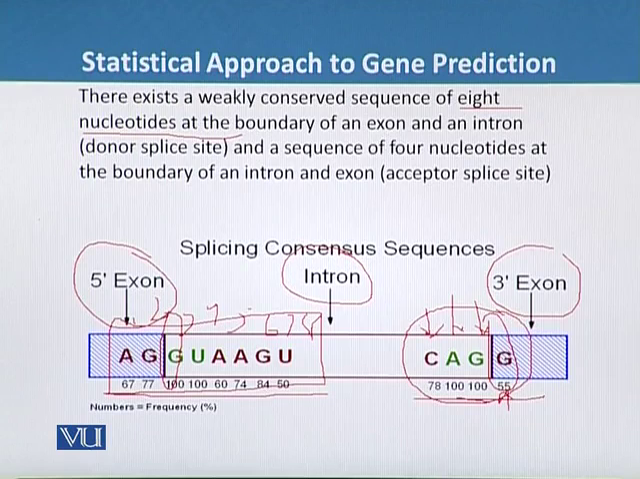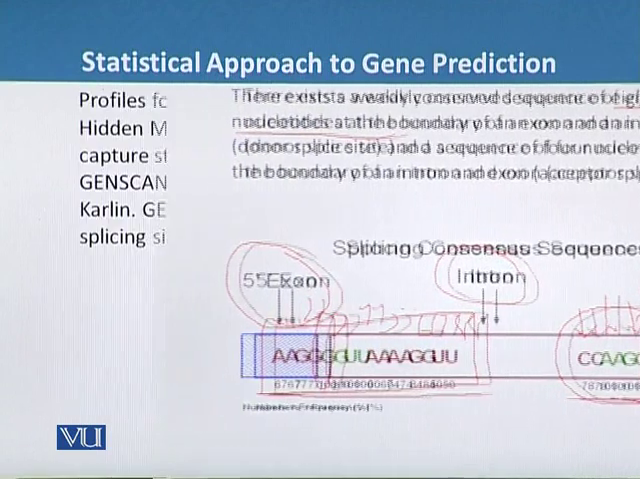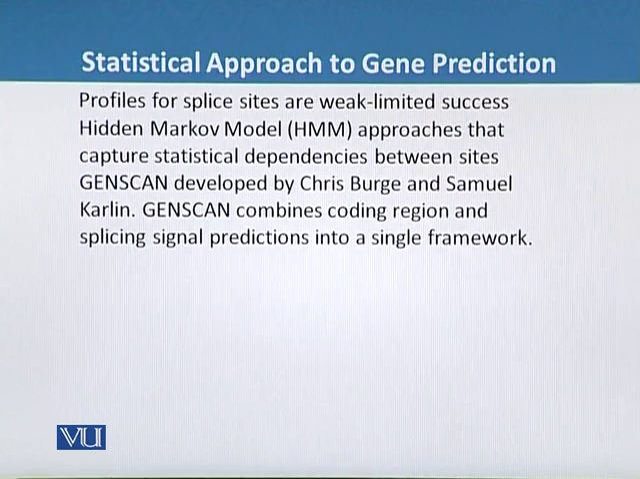So these conserved regions we can detect, and we can predict the location of the intron and exon junction. The profiles for the splice sites are weak, and these approaches have led to limited success and have been supplemented by hidden Markov model that captures statistical dependencies between sites.